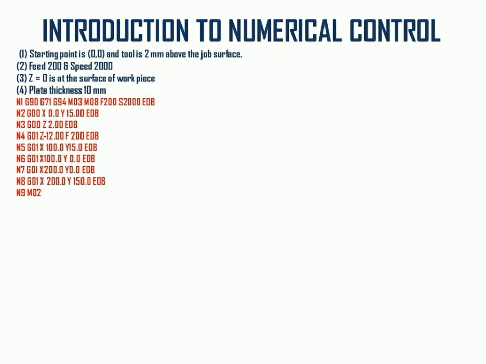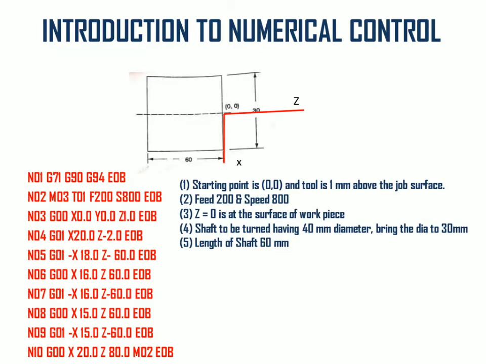Then we move the tool from point number 4 to point number 5, G01, X 200.0, Y 150.0, EOB. Then we need to stop the program here with M02, end of the program. So that is program number 1.